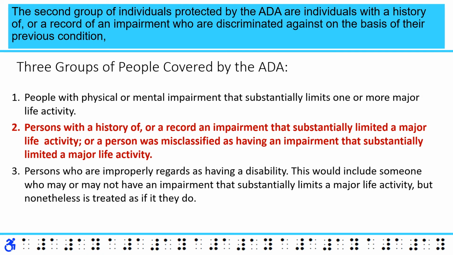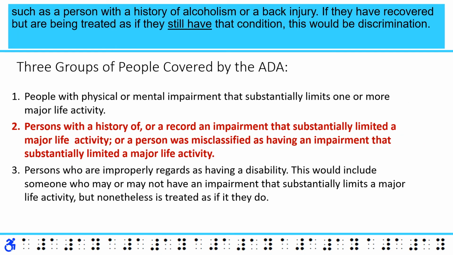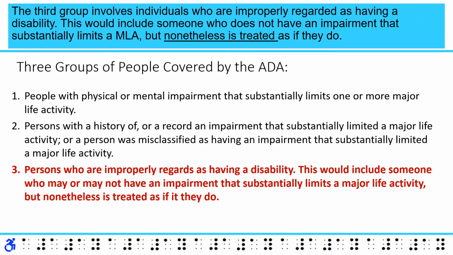The second group of individuals protected by the ADA are individuals with a history of, or a record of an impairment who are discriminated against on the basis of their previous condition, such as a person with a history of alcoholism or a back injury. If they have recovered, but are being treated as if they still have that condition, this would be discrimination. The third group involves individuals who are improperly regarded as having a disability. This would include someone who does not have an impairment that substantially limits a major life activity but nonetheless is treated as if they do.